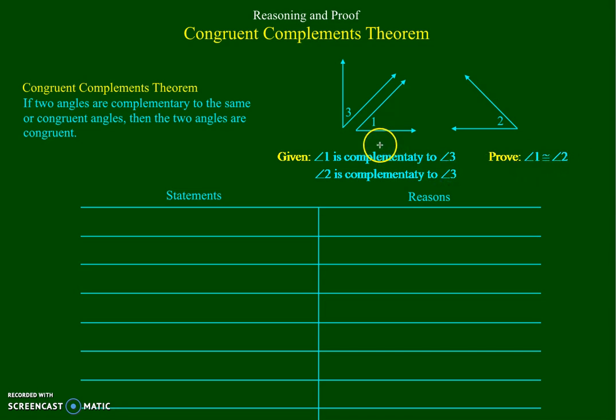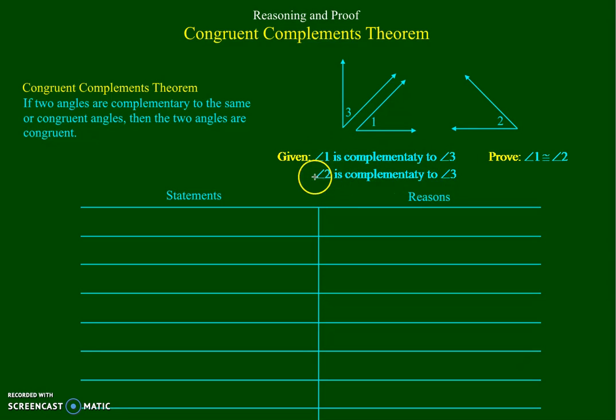Now, we already kind of went through a plan for the proof when I described the theorem itself. Since we know that this is complementary to this, by the definition of complementary angles, the measure of this angle plus the measure of this equals 90 degrees. And since this is complementary to this, the measure of this angle plus the measure of this angle is 90 degrees. And you can see there's probably going to be a substitution involved that allows me to substitute this angle for this angle, and that will show me that these two angles are the same.